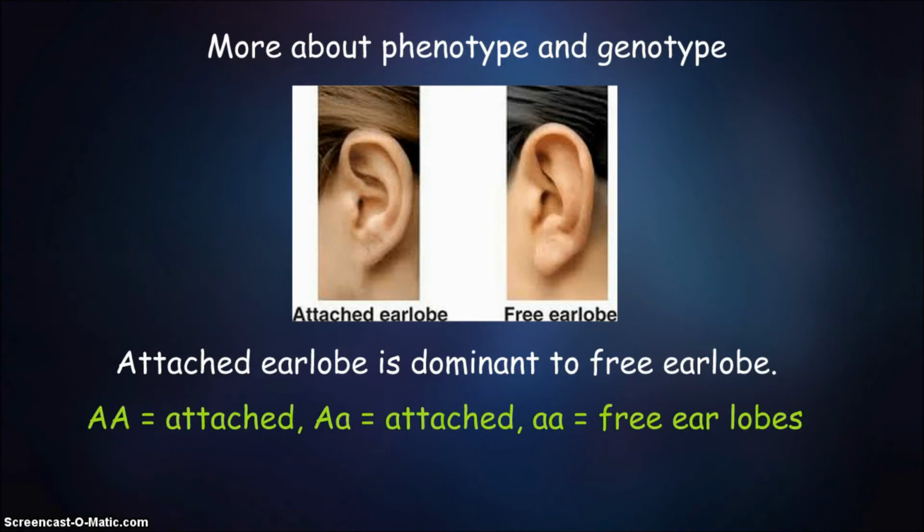So here are our genetic combinations. Let's say I chose A as our letter for our genotypes. 2 capital A's would mean attached. A capital A and a lowercase a combination would also mean attached because attached is dominant. And the only genetic makeup for the free earlobe trait is a.